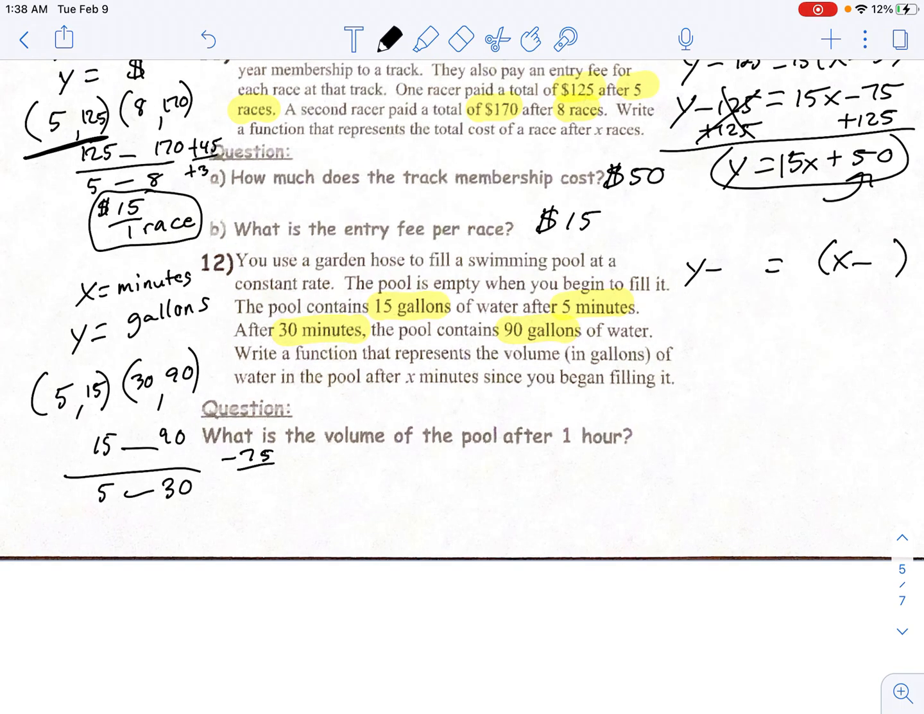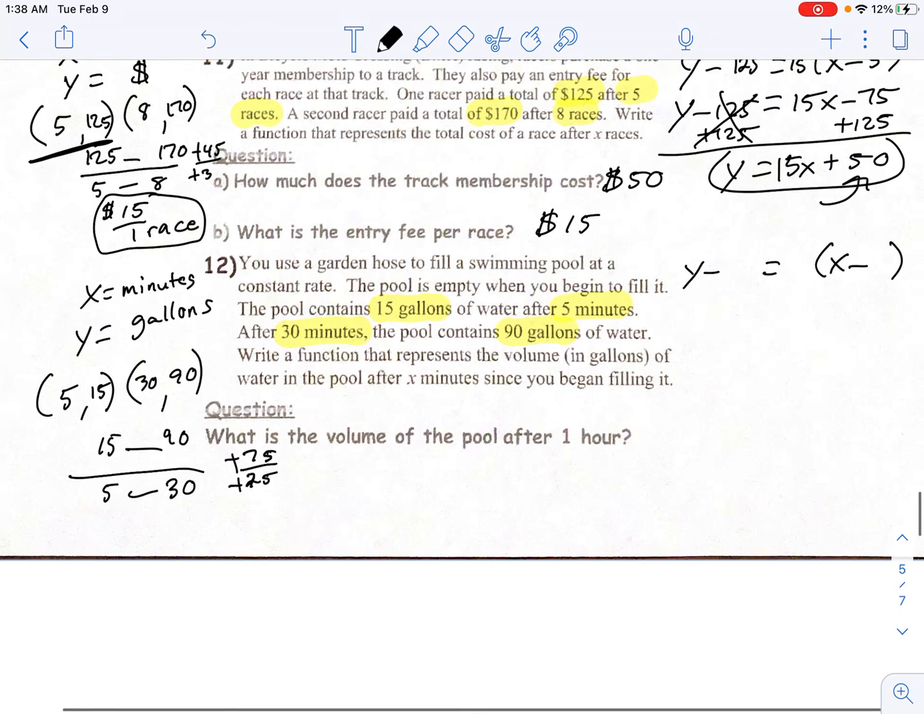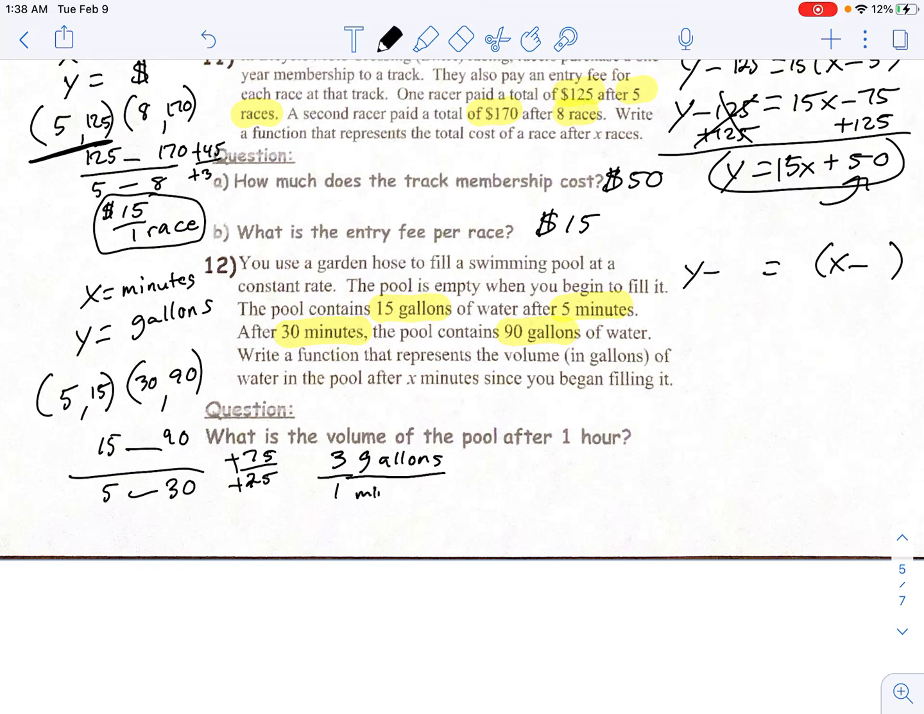So what we've got is negative 75 over negative 25. So negative over negative is a positive. Okay, so that would be 3 over 1, technically. So we've got 3 gallons for every 1 minute. So 3 over 1, we don't have to put the over 1. We'll just put 3 right here. All right. And then choose our point.